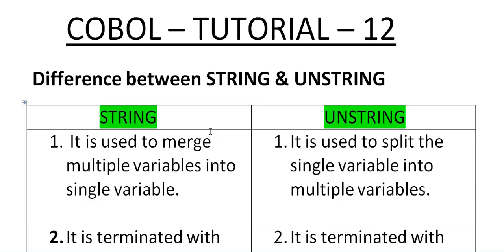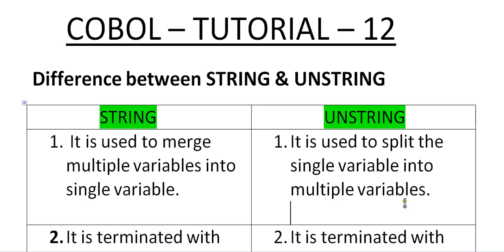String is used to merge multiple variables into a single variable, and unstring is used to split a single variable into multiple variables. For an example using string, you have a name, surname and a middle name as three different fields, and if you want to merge these as a single name, you can merge those individual fields into a single field.